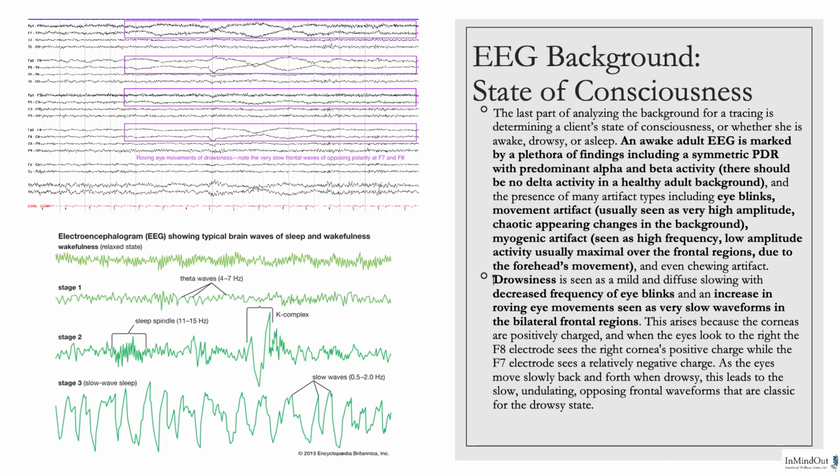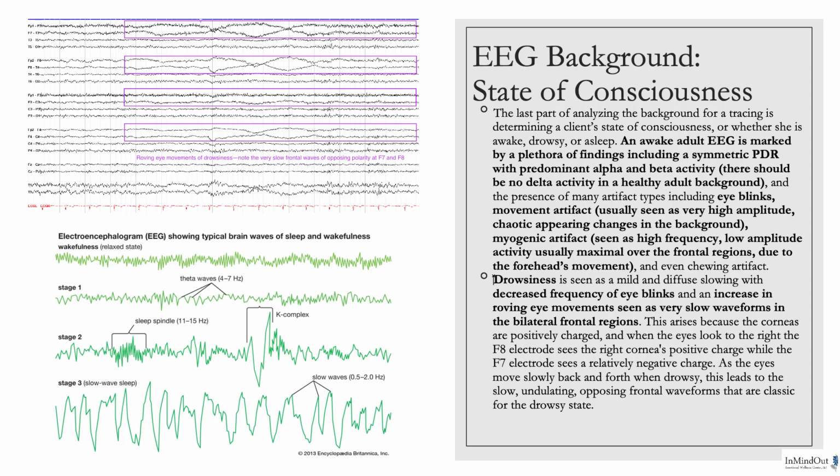So now that we've talked about the three parts of the background EEG, the last part is state of consciousness. What does that mean? In an awake adult, the EEG is marked by lots of different frequencies, mainly alpha and beta activity during the wake period. But there should, as I said earlier, be very little to no delta activity in healthy background EEG. Then, of course, we have eye blinks, movement artifact, and all these different types of activity in the background that may not be real EEG.